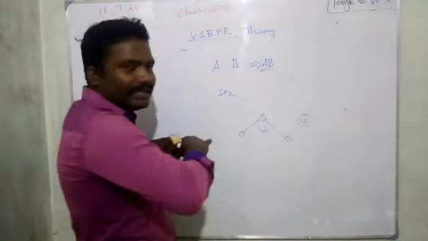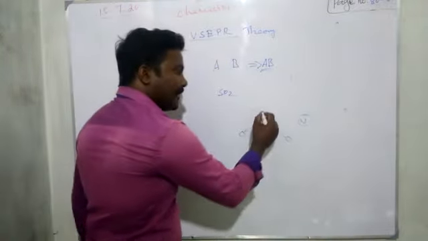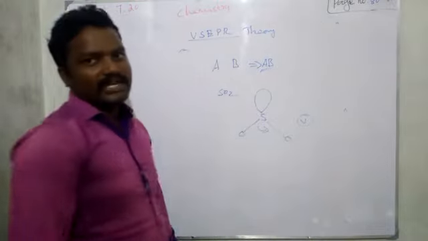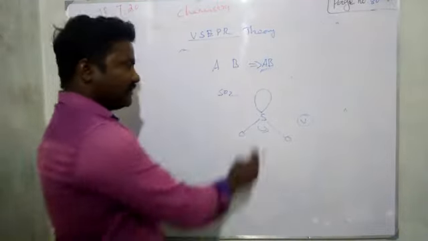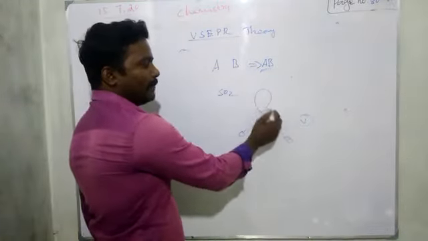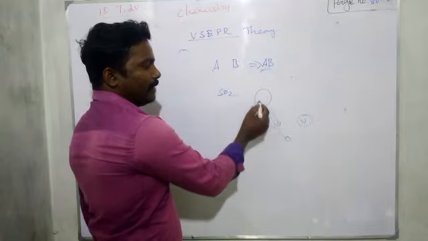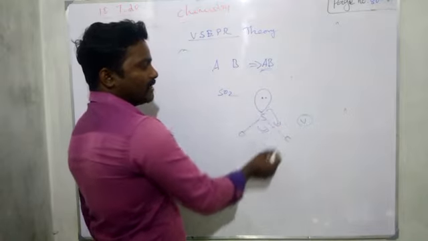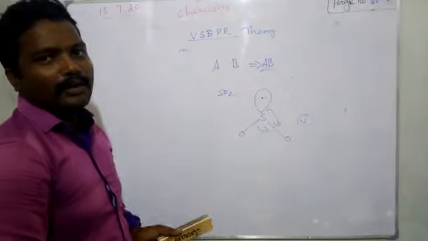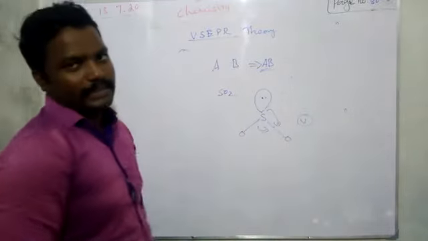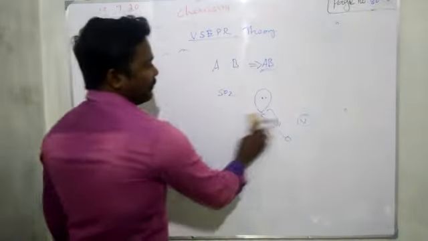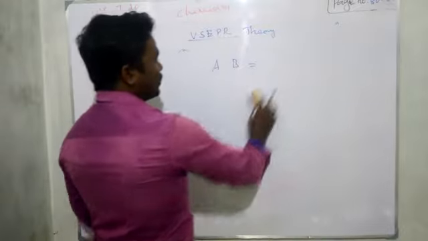Why, sir? It cannot form a straight bond, because of the lone pair of electrons, because of the lone pair-bond pair repulsion. Here we have a lone pair, and because of that interaction or repulsion it forms a V shape. Okay, then pyramidal shape, tetrahedral shape.